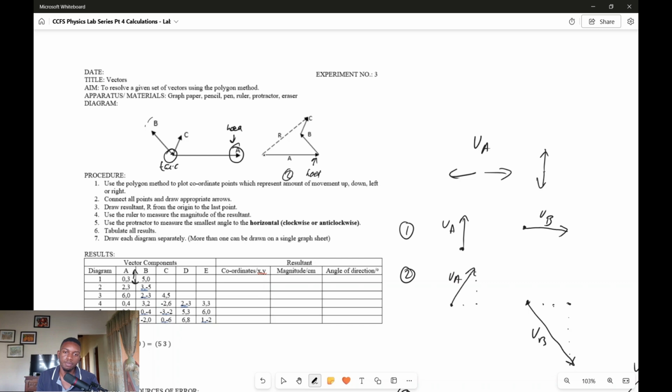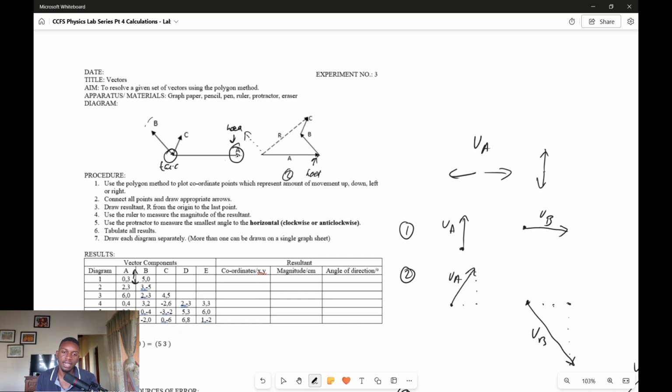So you're taking B. B was once over here. You have grabbed B, maintained its orientation, and have simply placed it at the head of A. So where A ends, where the head of A is, is where you will start counting for vector B. So once again, you follow the path of A, and then where A ends, you are going to be at the tail of B.